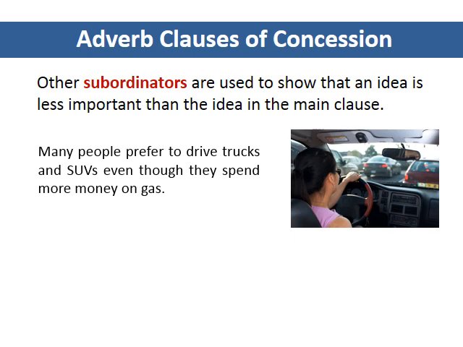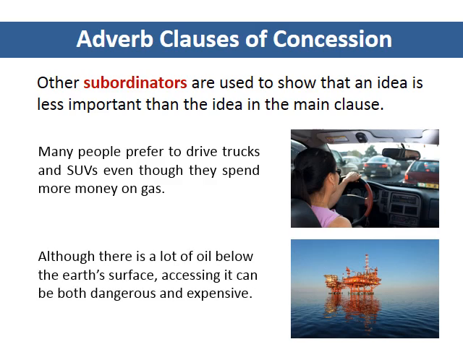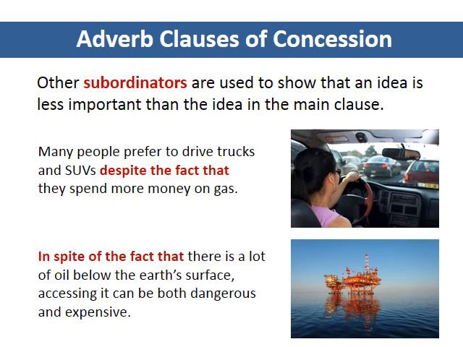Many people prefer to drive trucks and SUVs, even though they spend more money on gas. Although there is a lot of oil below the Earth's surface, accessing it can be both dangerous and expensive. Here, both even though and although serve as subordinators of concession. Again, note that when the adverb clause comes at the beginning of the sentence, a comma appears between the two clauses. Other subordinators used to show concession include despite the fact that and in spite of the fact that.